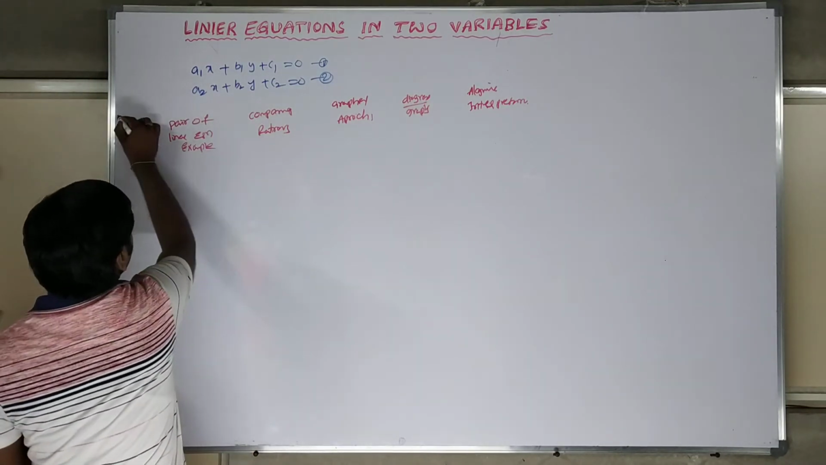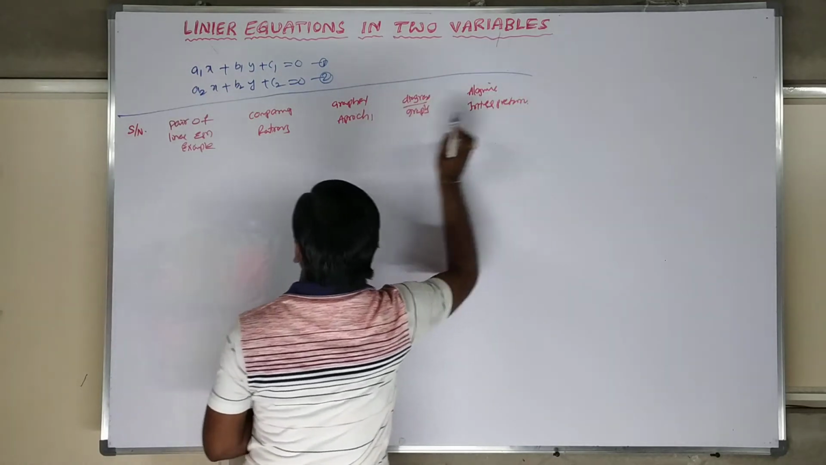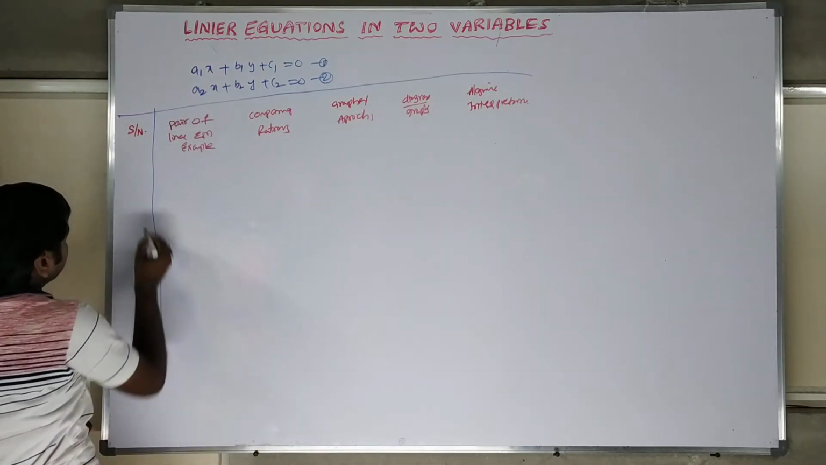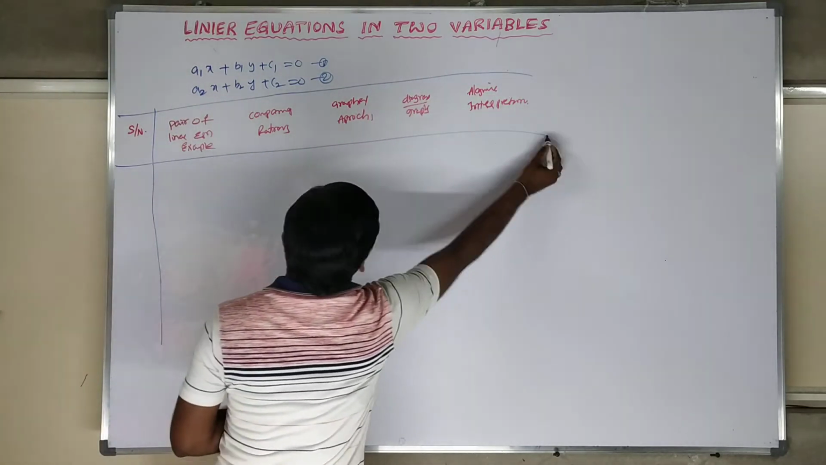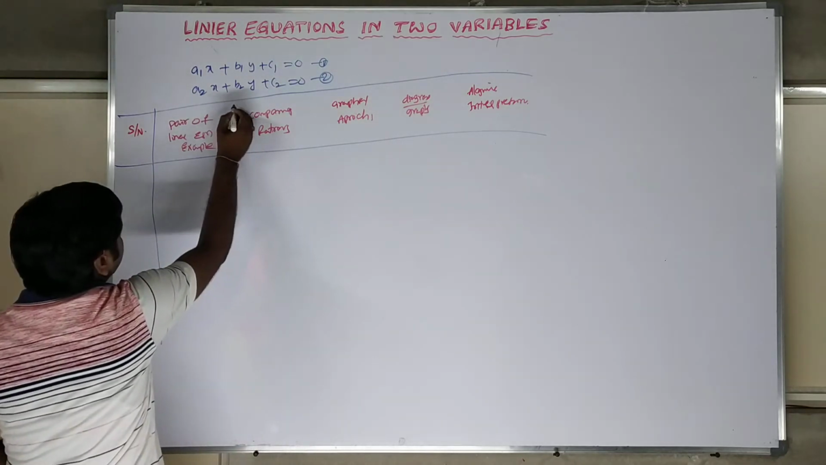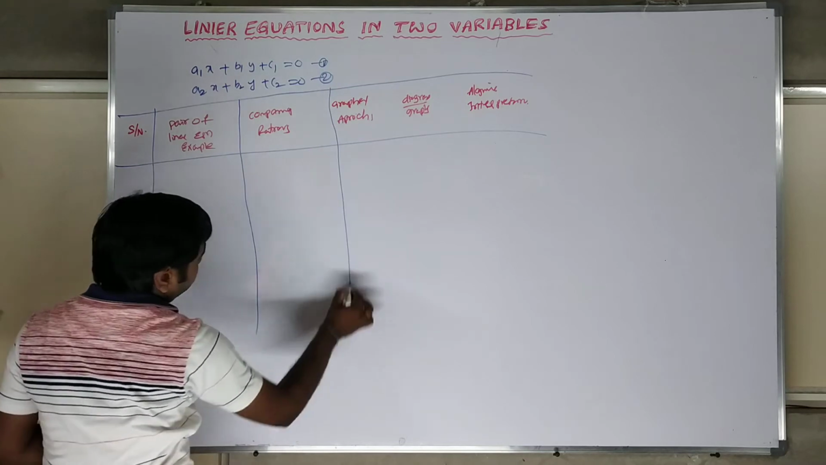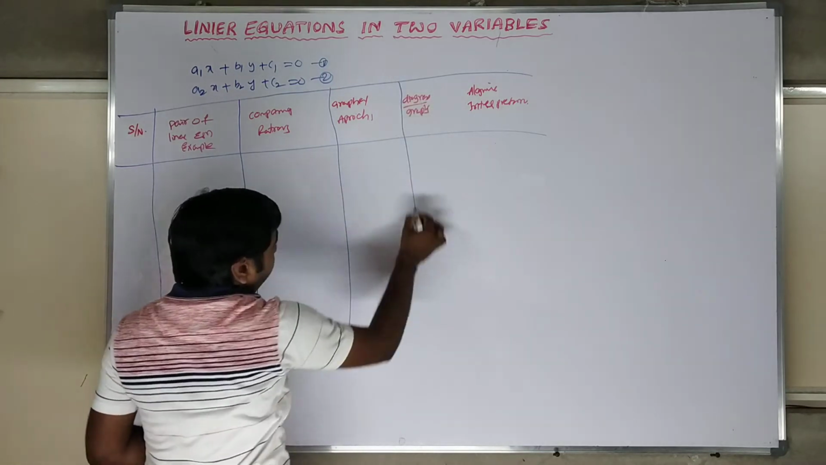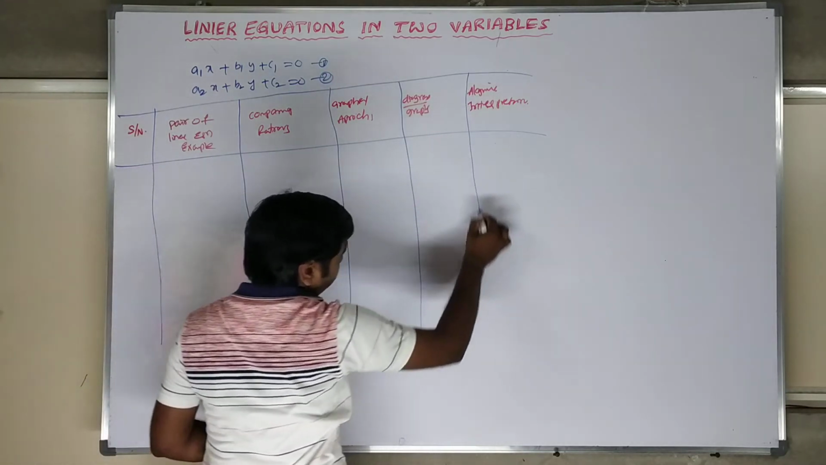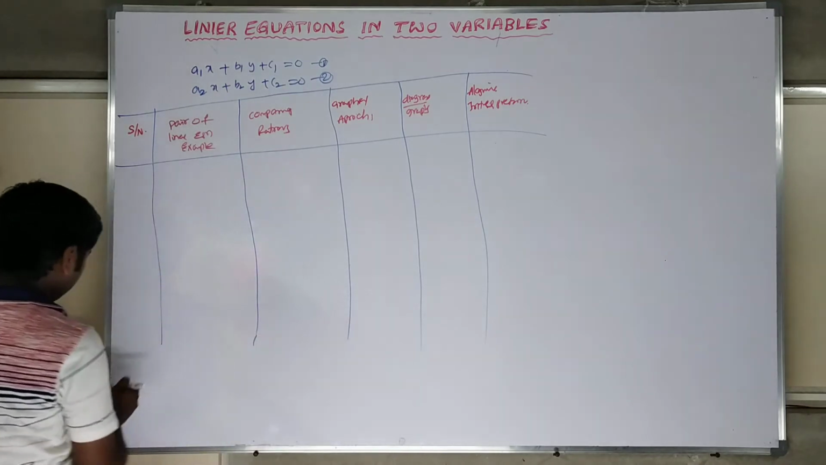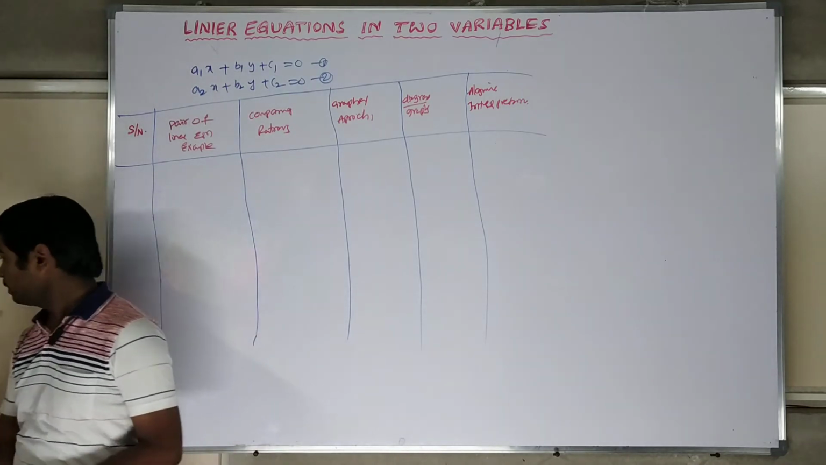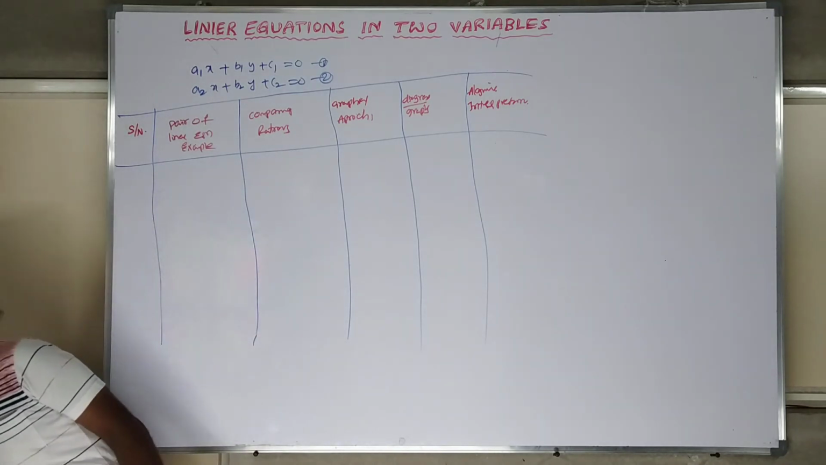So we go one by one to understand very clearly: case 1, case 2, case 3 like this. Here we have 3 cases. With these 3 cases you can understand it very clearly. So let us start one by one.